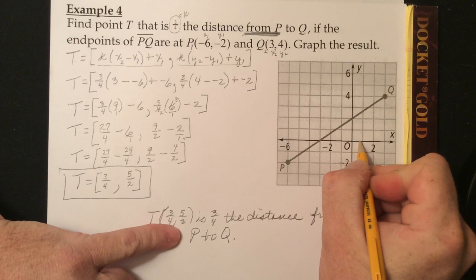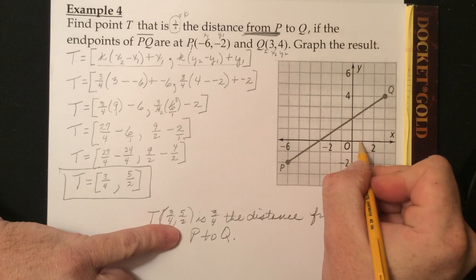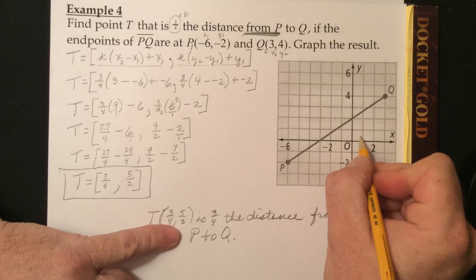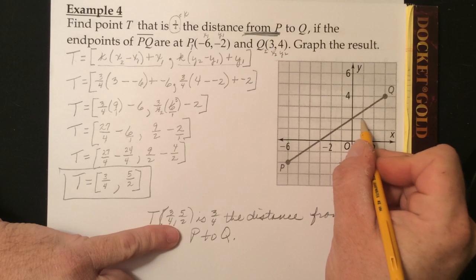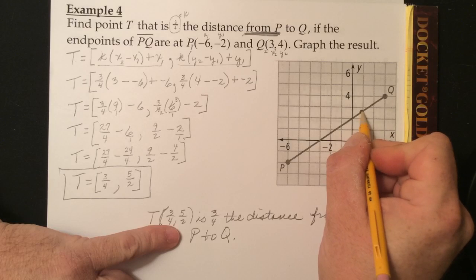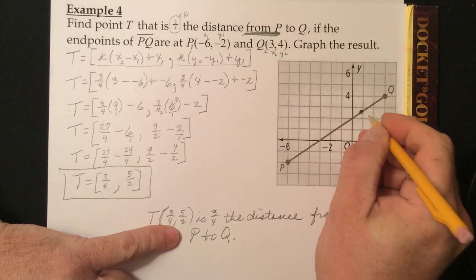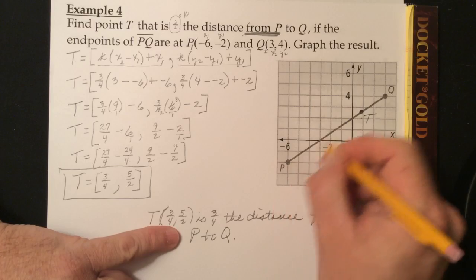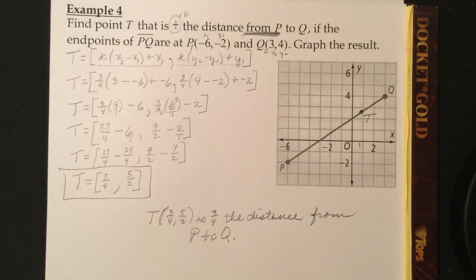Then we go up, positive 5 halves. Cut each one unit into 2 equal parts. So that's 1 half, 2 halves, 3 halves, 4 halves, 5 halves. And so this point right here is T, 3/4 the way from P to Q. It even looks that way.